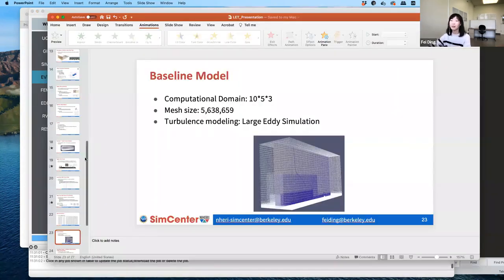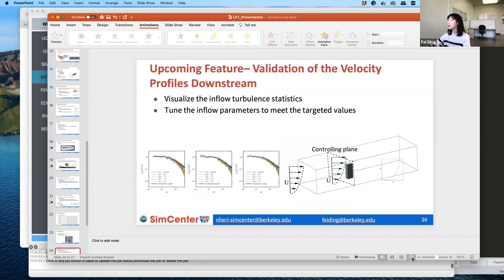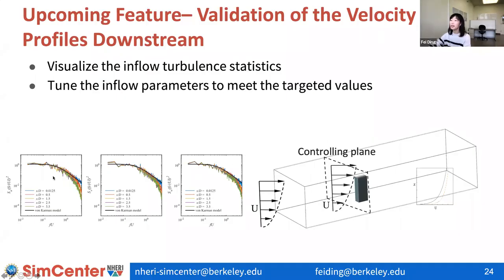So this is how we can upload the wind tunnel data to characterize the atmospheric boundary layer in the WEUQ. For the upcoming features, we will also provide visualization tools that can plot, for example, the wind speed spectrum downstream at different locations and compare with target profiles. And we will also allow tuning of the inflow parameters downstream to meet our targeted values that are provided by the wind tunnel experiments.